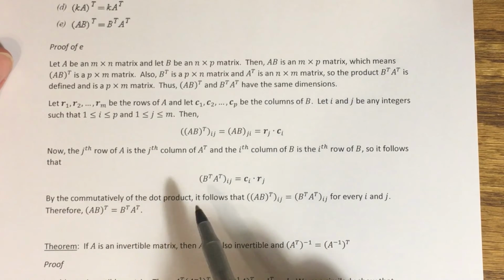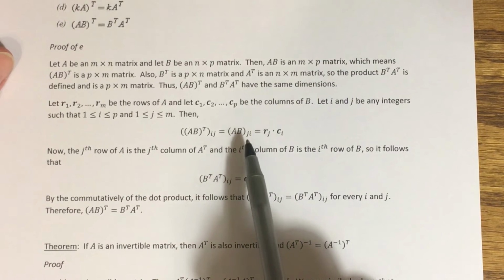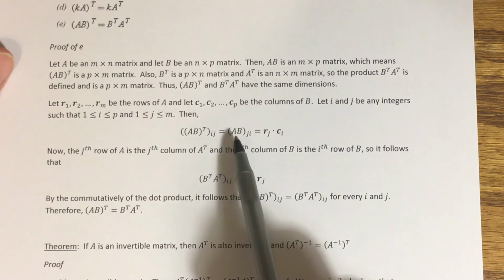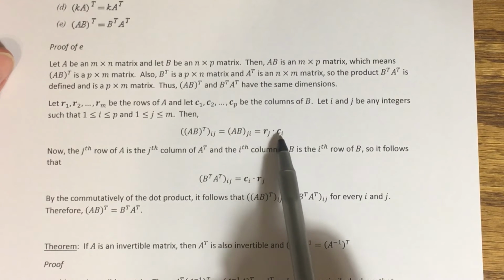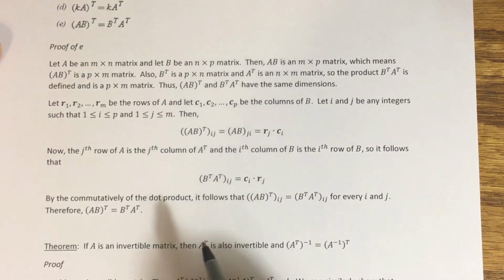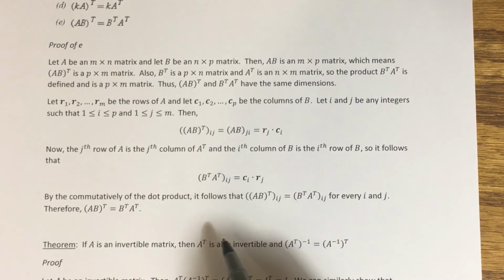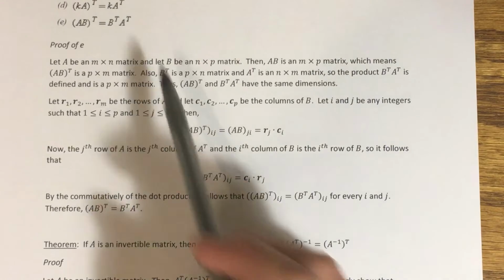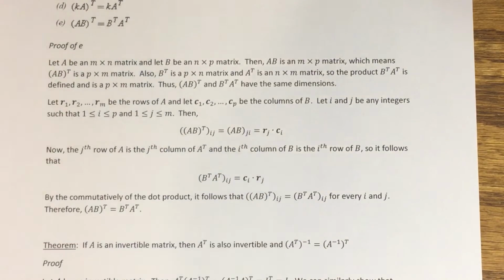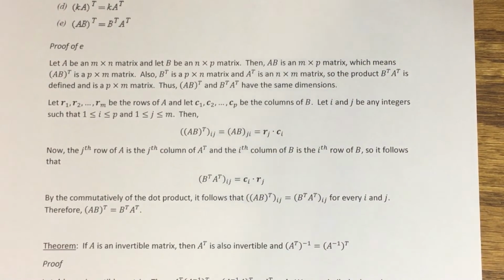Well, remember, AB, that's matrix multiplication, and the jith entry of that matrix comes from taking the dot product of the jth row of A with the ith column of B. That's this, Rj dot Ci, right? So that would be, excuse me, that would be what the ijth entry of this side looks like. Now what I want to do is look at the matrix on the right-hand side and find its ijth entry. I would like to show that I get the same thing.